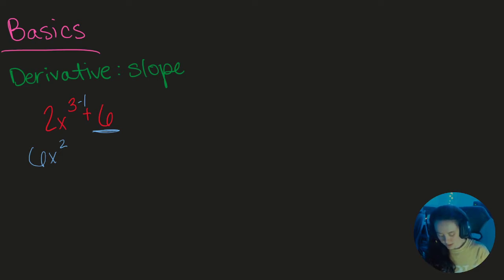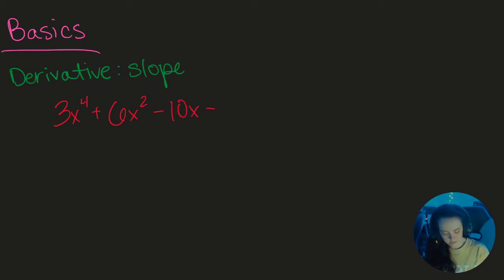Okay, so then if we have 3x to the 4th plus 6x squared minus 10x plus 4. Let's go with that. Still pretty simple. It's still basically the same as what we've been doing, so we have a few more x values here. So we would take our 4, multiply it by our 3, which gives us 12. Then subtract 1 from our exponent, and that will leave us with 3. That is the derivative of our first term.